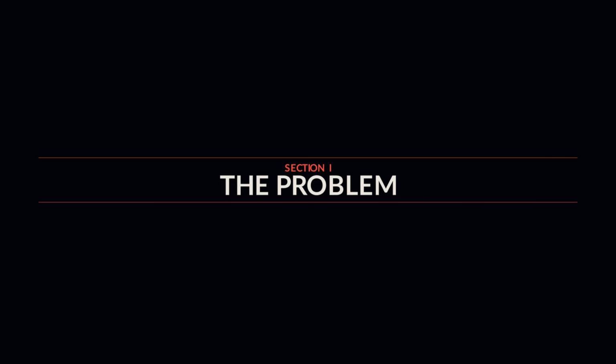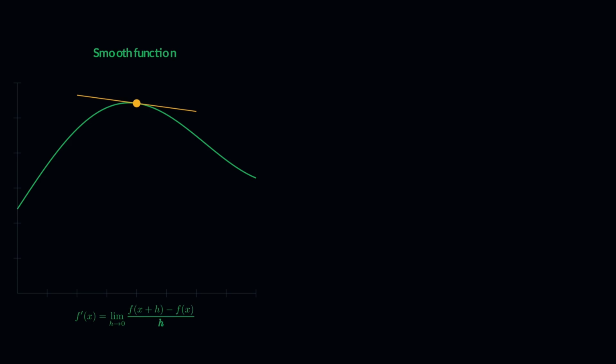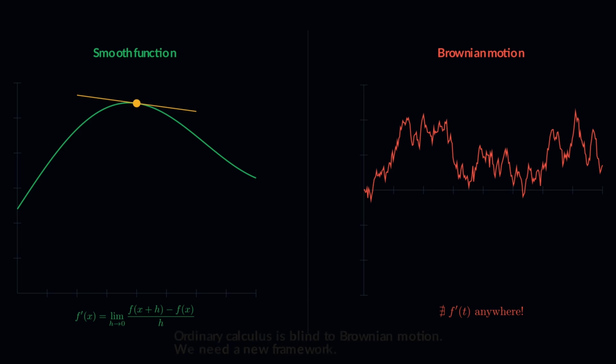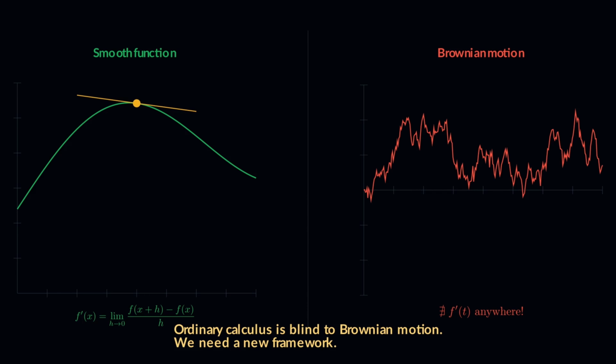In ordinary calculus, a derivative is the slope of a curve at a point. Zoom in on any smooth function and it looks like a straight line. That's the whole foundation. But zoom in on Brownian motion and it stays jagged, infinitely jagged at every scale. There's no slope, no derivative anywhere. Ordinary calculus is completely blind to this.